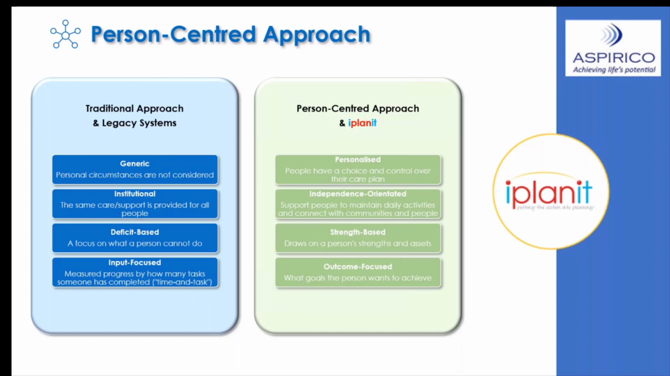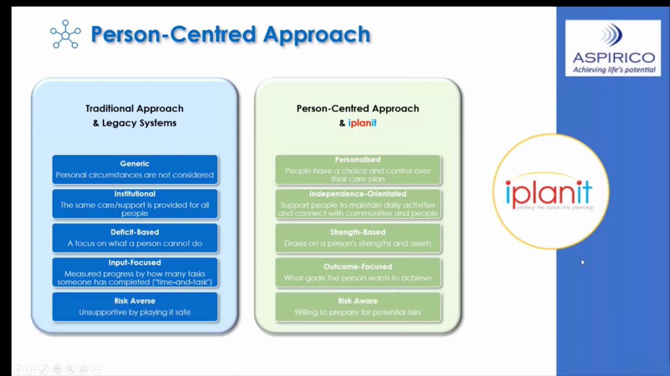Also, input focus measures progress by how many tasks someone has done, time and task orientated, rather than outcome focus. And just to wrap this up, the comparison: traditionally we're more of a risk averse approach, where we're telling people what they can't do and what they shouldn't be doing because we're afraid of the risk, rather than a person-centered approach, which is much more risk aware, where we're willing to prepare for potential risk because we know what their strengths are and can build on them, rather than saying no, we can't do this, and then obviously discouraging our participants and people, and they've had enough of that in their time.